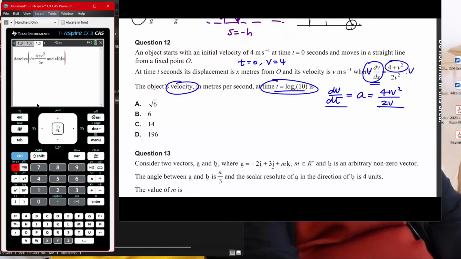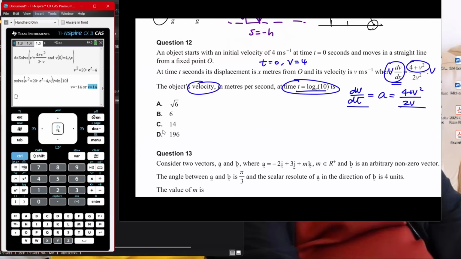And v naught equals 4, comma t, comma v. So you get a relation like that. Then you're going to solve for v, given that t equals natural log of 10. So you get a minus or plus 14. But the reason why we take a positive value is because your initial velocity is a positive value, and the acceleration, according to this function, can only be positive. And the velocity is increasing, okay? So it has to be larger than 4, etc. So I'm taking only positive velocity values.